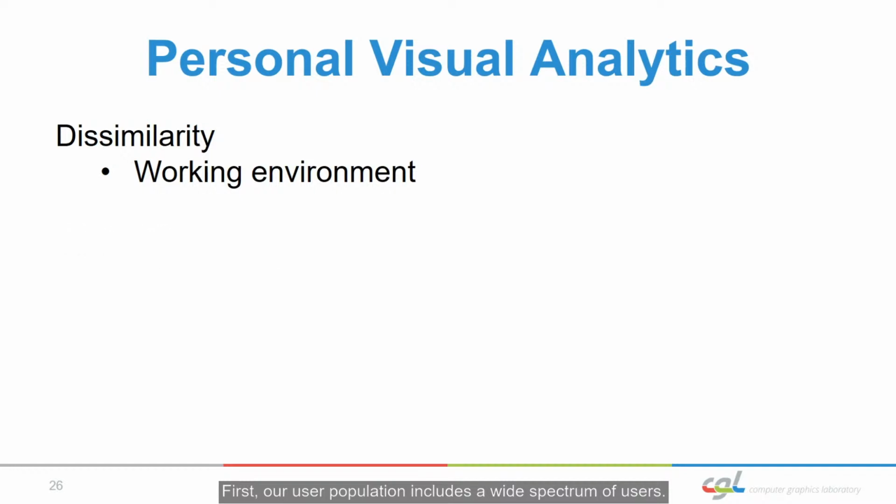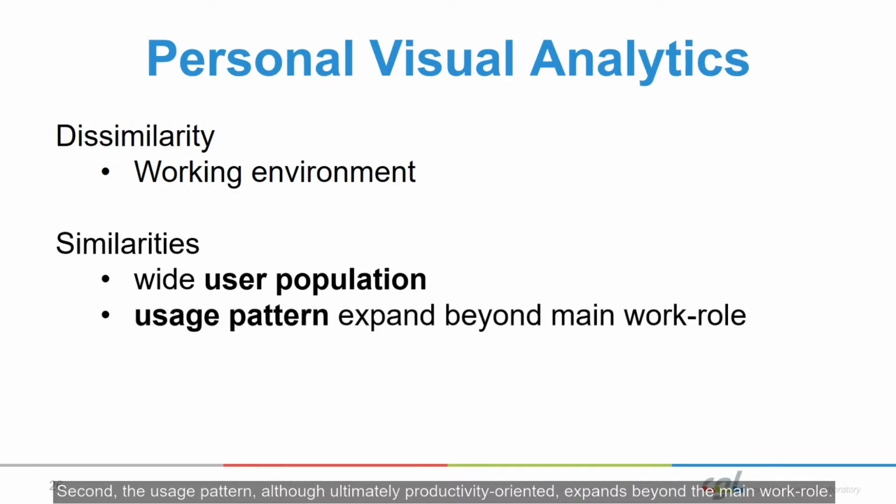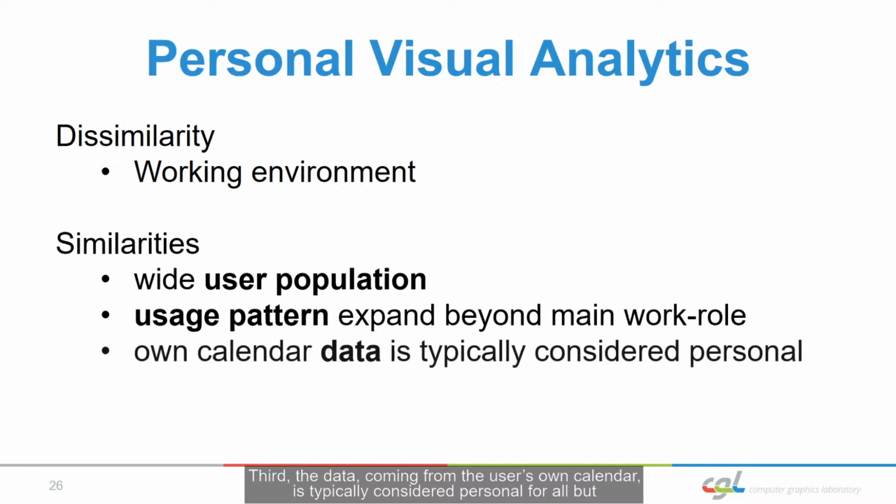First, our user population includes a wide spectrum of users. Second, the usage pattern, although ultimately productivity-oriented, expands beyond the main work role. After all, aside from personal assistants, most people in an office are not hired to manage meetings. Third, the data coming from the user's own calendar is typically considered personal for all but the personal assistants.